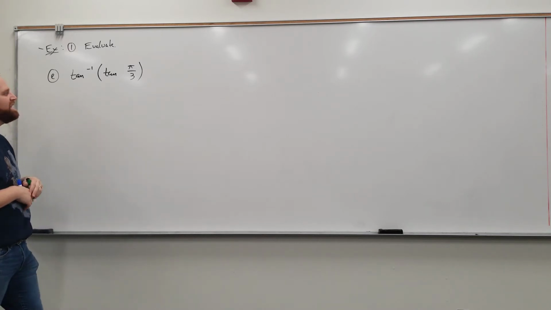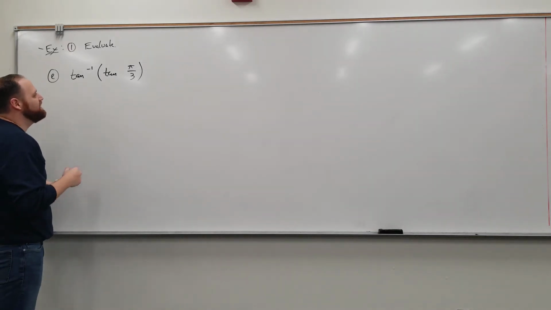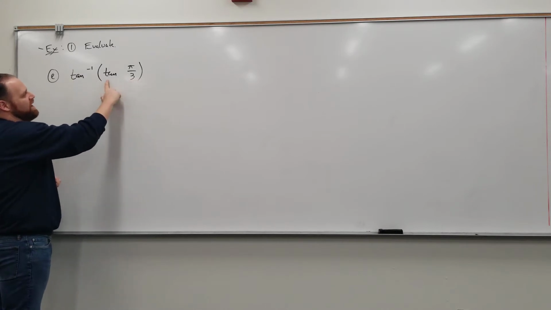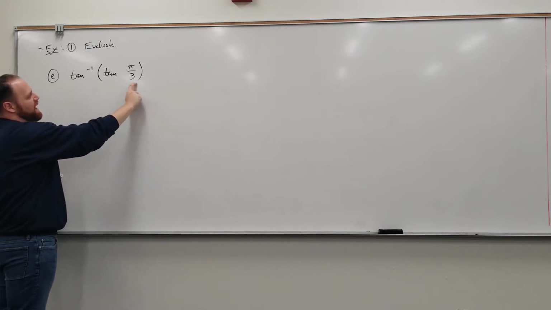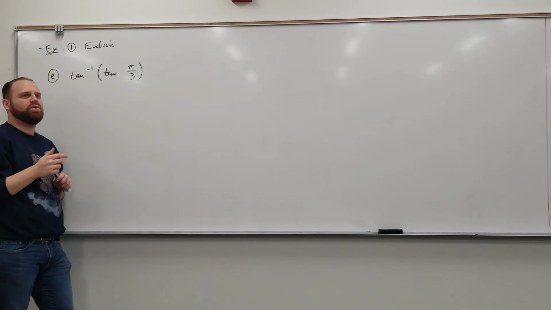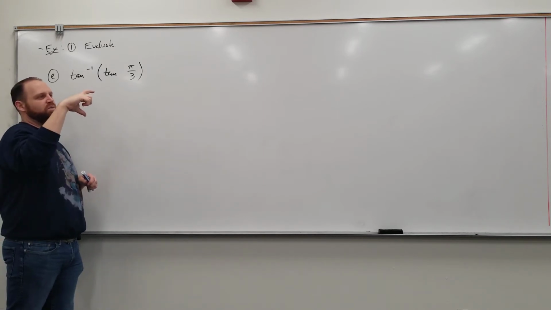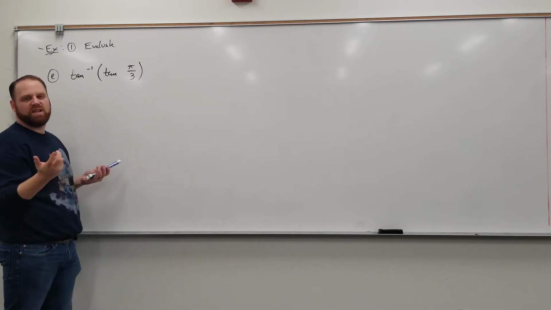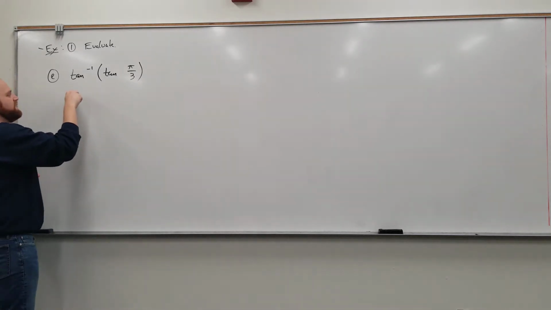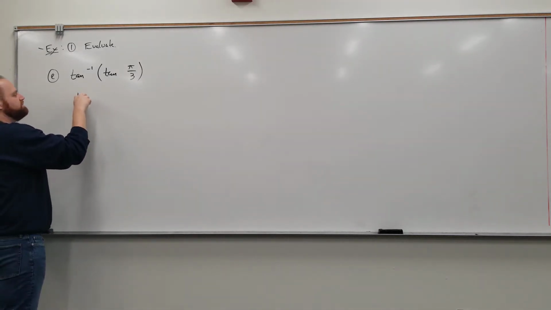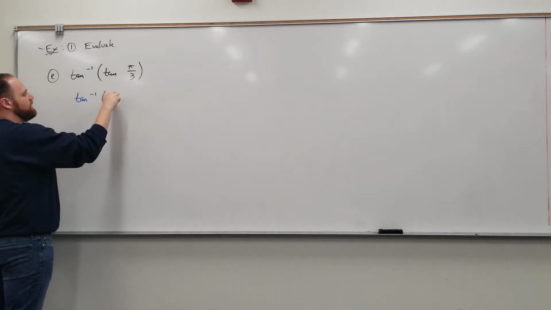Let's tread lightly here. So let's actually just evaluate this thing. So tangent of pi over 3. At pi over 3, sine of pi over 3 would be root 3 over 2, so this is root 3 over 2 over 1/2. So I think we're just going to get root 3. So we get tangent inverse of root 3.